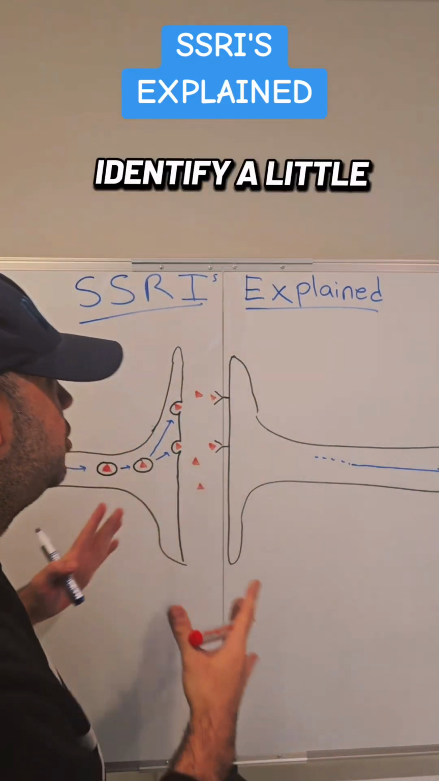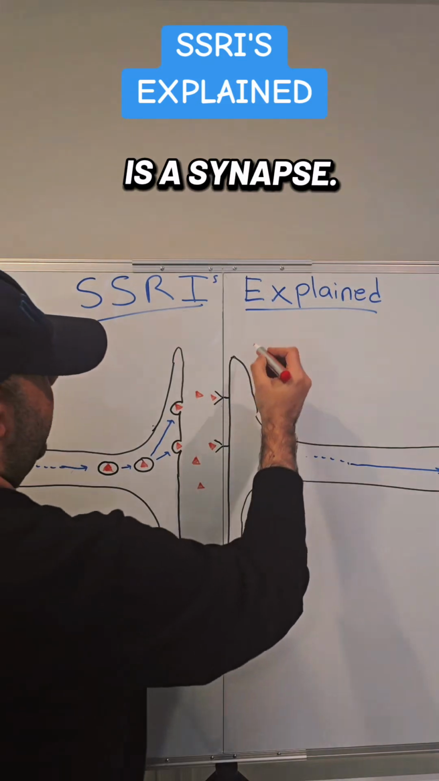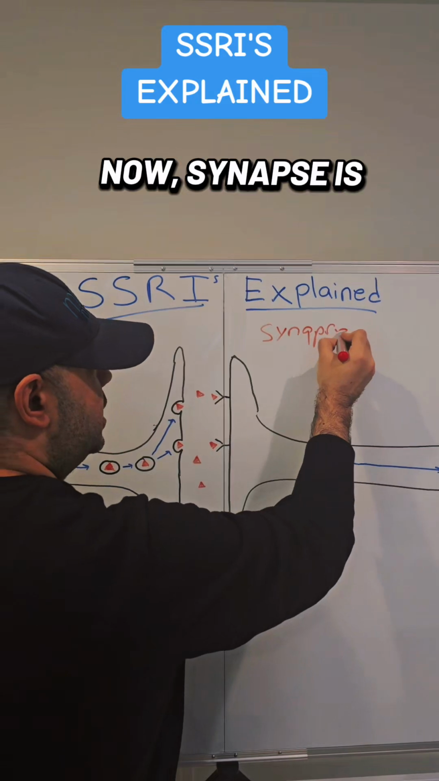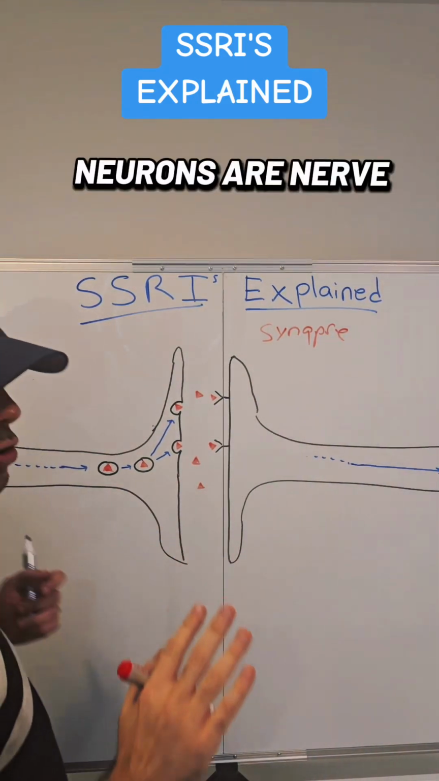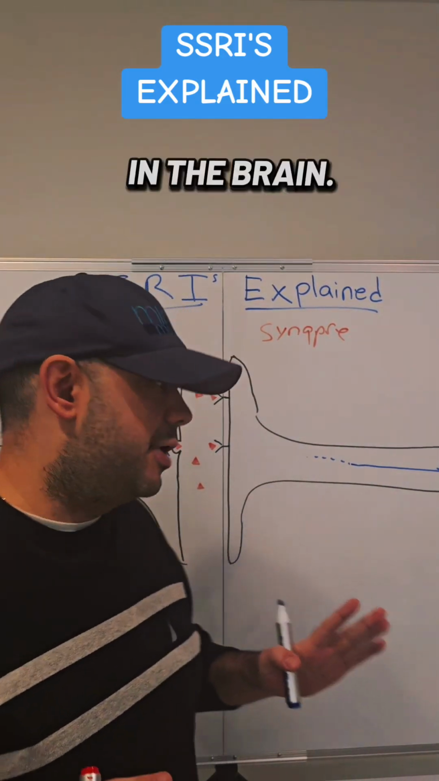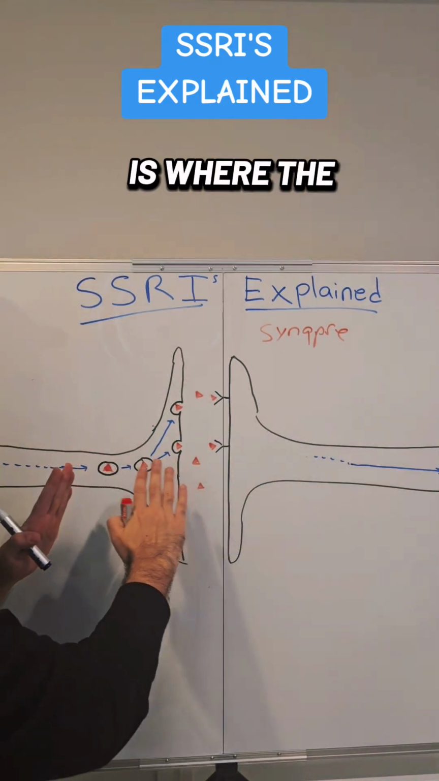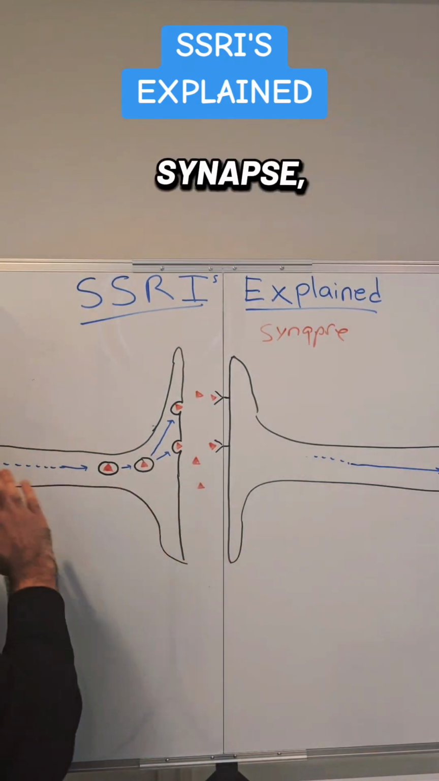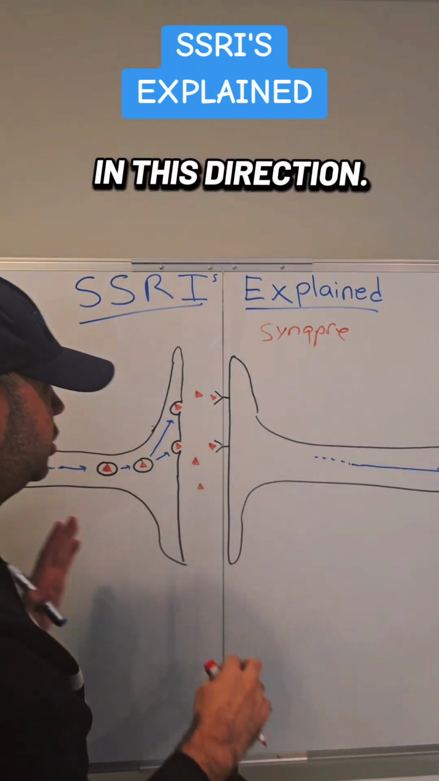First, you have to identify a little bit of neuroanatomy, okay? So this is a synapse. What you're looking at right here is a synapse, okay? Now, a synapse is where two neurons, or nerve cells in the brain, talk to each other. There are trillions of these in the brain. The synapse is where one neuron talks to the next to make things happen. Think of it like a one-way street that goes in this direction.